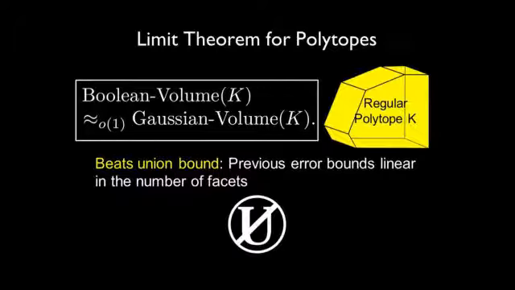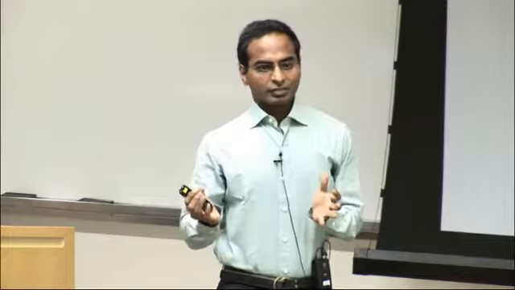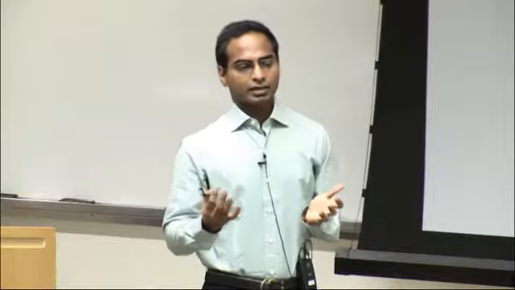So here's our statement, the limit theorem restated. And once again, the notable thing here is that it beats the union bound. There's a rich body of literature on multidimensional central limit theorems. But unfortunately, if you apply those results in our setting, you end up with a bound which is at least linear in the number of facets of the polytope.